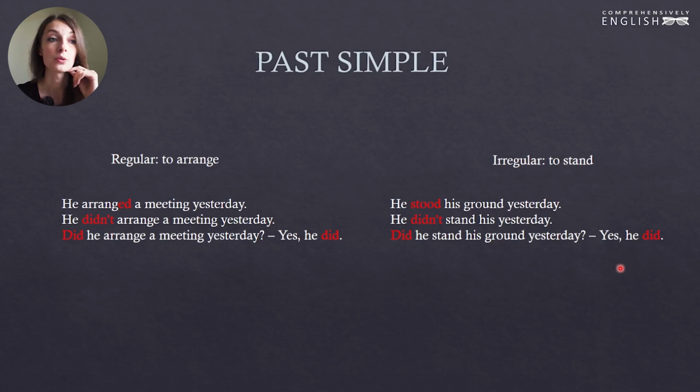He stood his ground yesterday. He didn't stand his ground yesterday. Did he stand his ground yesterday? Yes, he did. What happened here? We disposed of the second form. Now we have stand instead of stood because we have did, right? Stand. Did he stand his ground yesterday? To stand one's ground means to protect your vision, your beliefs, and not to give in.